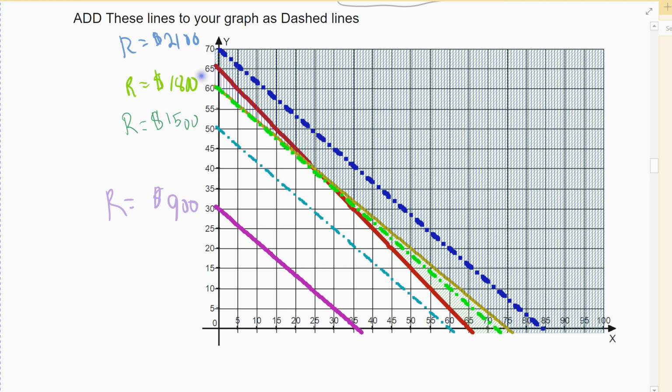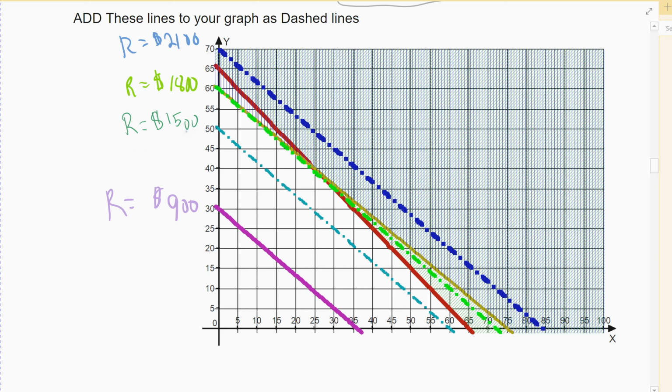Then I have this lime green one. If I'm on any point on that line, the revenue generated would be $1,800. And then the last one is a revenue in this blue color. That blue dashed line, the dark blue there, represents a revenue. So any point on that line would give me X and Y values that would generate a revenue of $2,100.